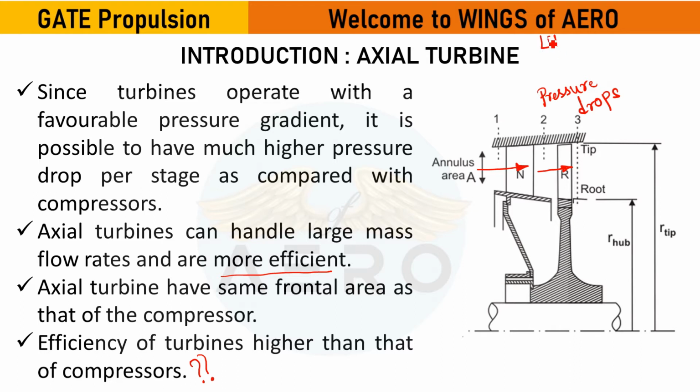Now unlike what we have seen in the compressor, where there was a rotor followed by a stator, when the flow was moving from the rotor to the stator, there was a pressure rise. This was in the compressor, and pressure rise means, in the blade, because one is a stator and one is a rotor, when the flow is moving, it is increasing the pressure.